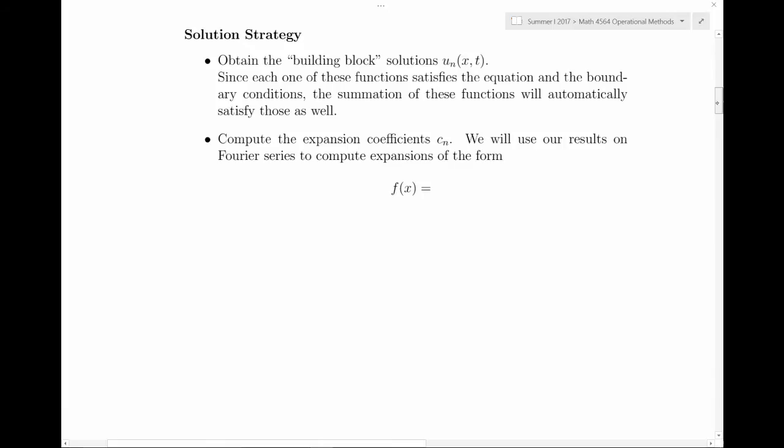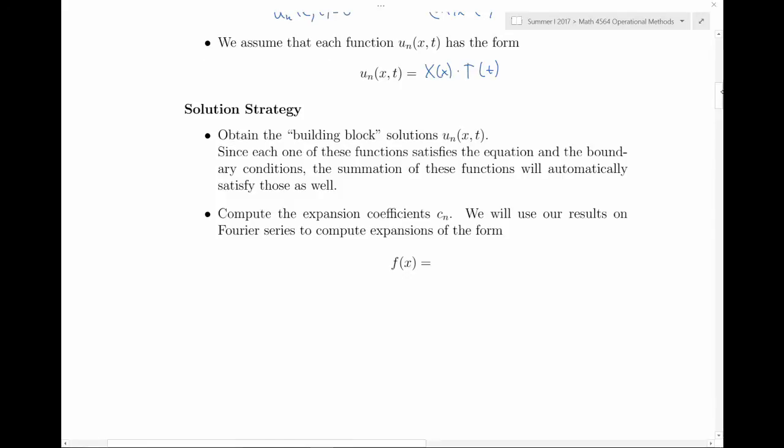So the method works this way. First, you need to obtain the form of the building block solutions, u sub n of x,t. The form of these basis functions or basis solutions depends on boundary conditions imposed on the differential problem. After we figure out which functions constitute the basis for our solutions, we go ahead and compute the expansion coefficient c sub n. We do it by finding an expansion for the initial condition function f of x in the form of sum c sub n times u sub n of x comma 0.